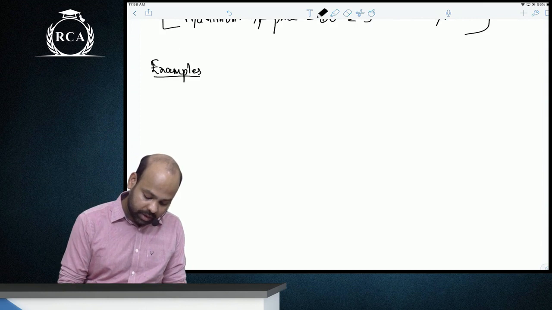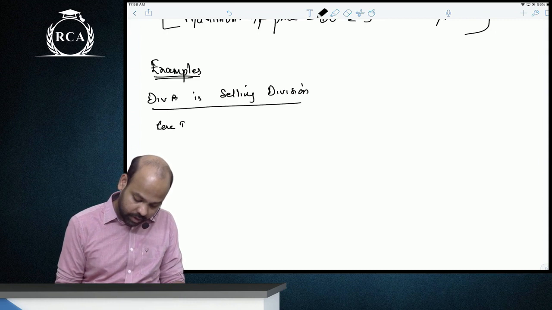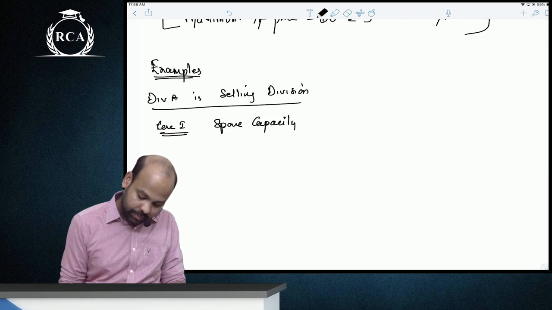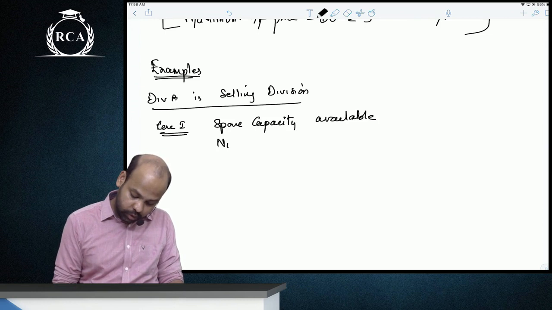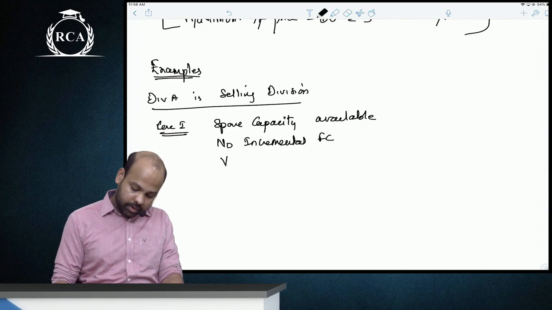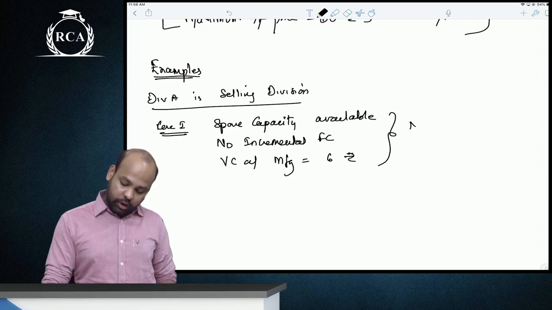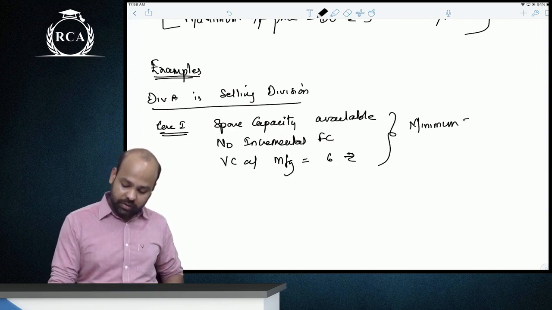Examples for minimum transfer price. Say guys, division A is the selling division. Case 1: there is spare capacity available, no incremental fixed cost. The variable cost of manufacturing is 6 rupees. End of discussion, beta. Your minimum transfer price should be 6 rupees.